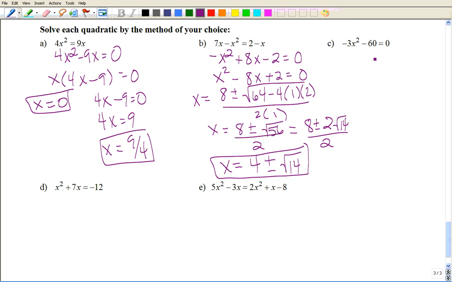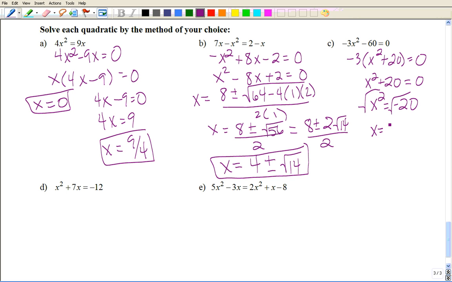Now for part C, first thing I always like to look for is the greatest common factor. So if I take out the negative 3, I'll be left with x squared plus 20. Then if I divide both sides by negative 3, I'll get x squared plus 20 equals 0. So I'm really close to having something I can use the square root property on, so I'm going to subtract 20 from both sides, and then I'm going to take the square root.